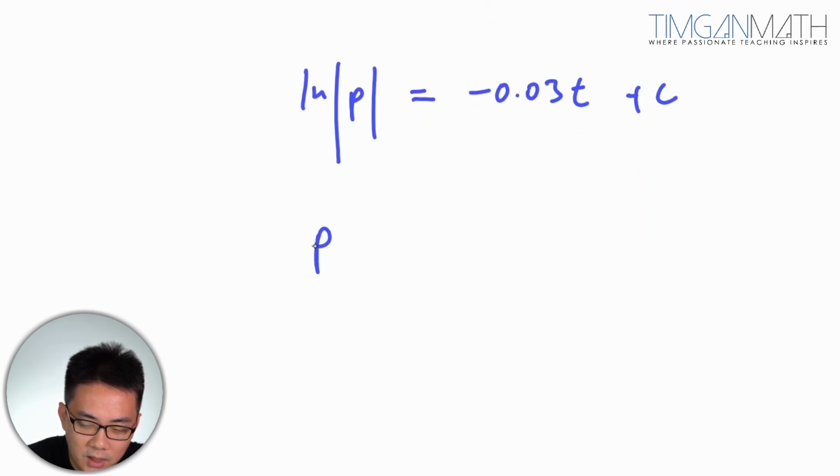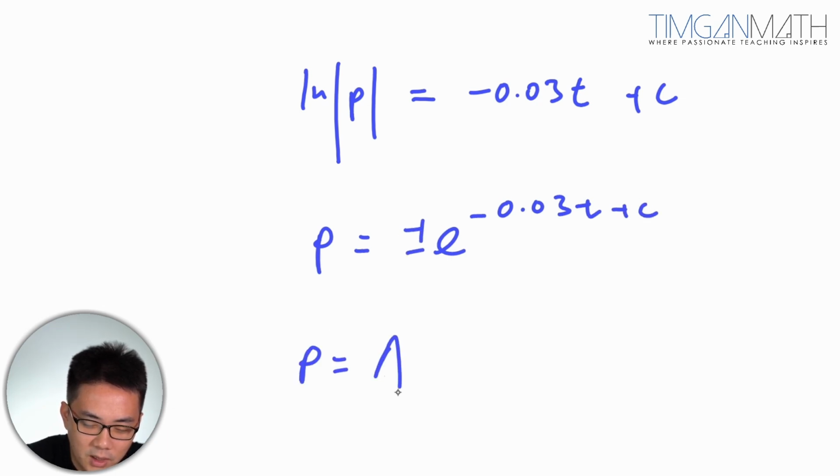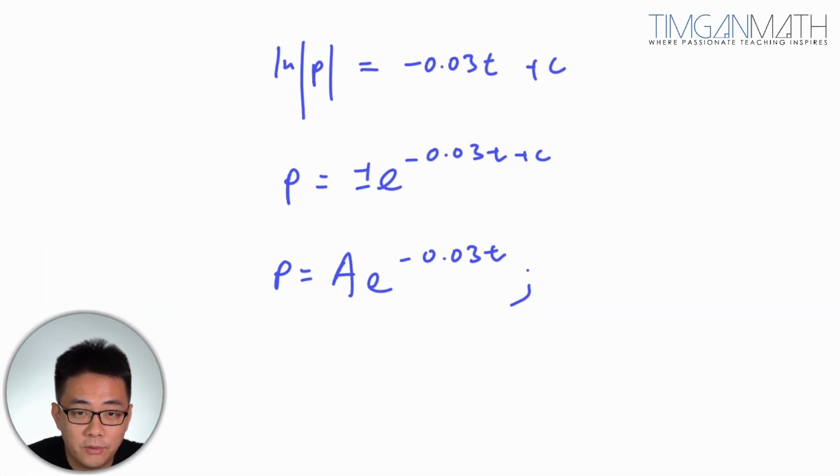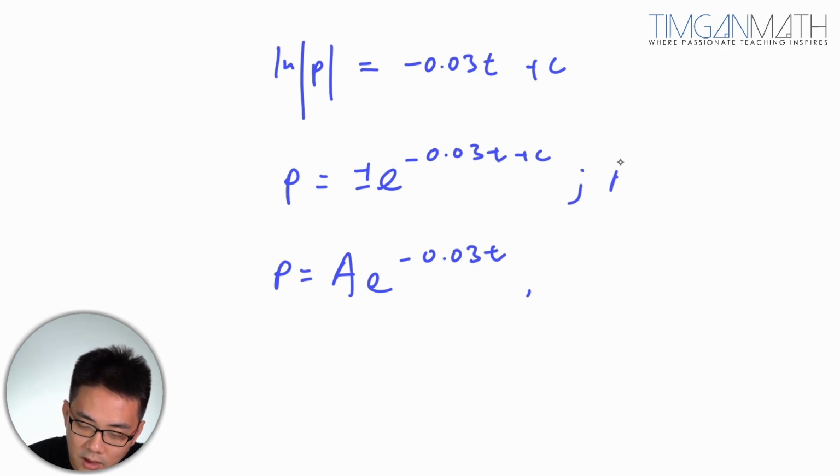So in this case, P equals plus or minus e to the power of negative 0.03t plus c, and we get P equals A e to the power of negative 0.03t. This solves the differential equation to find the expression of P in terms of t. I'm going to let A equal plus or minus e to the power c.